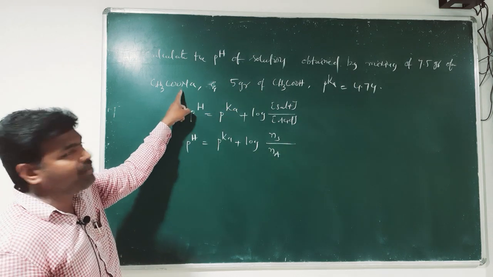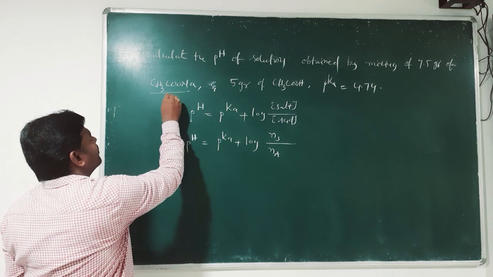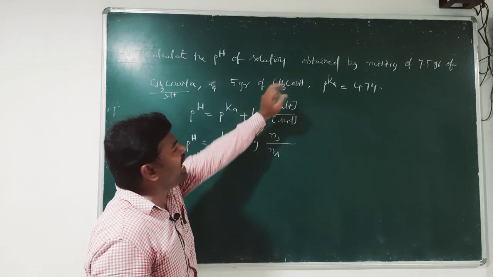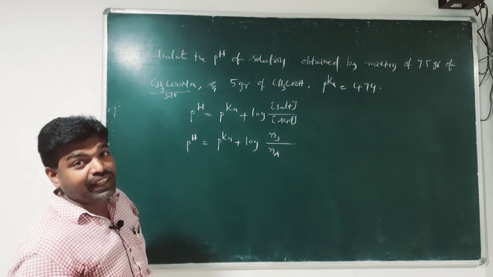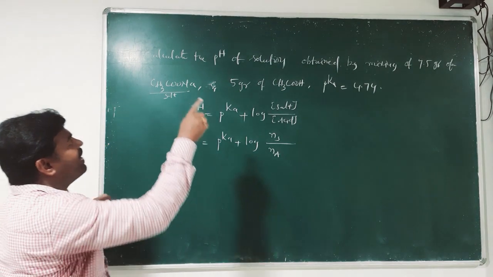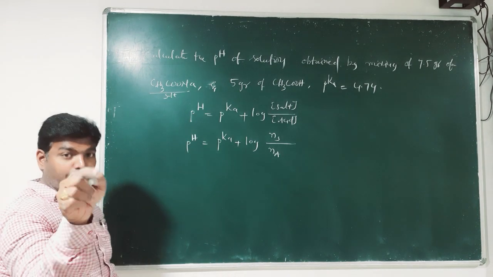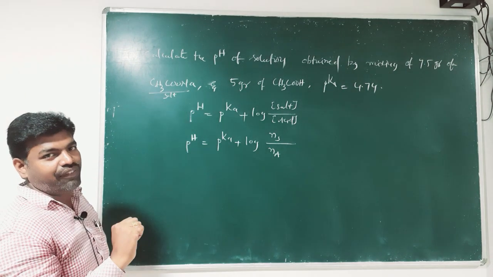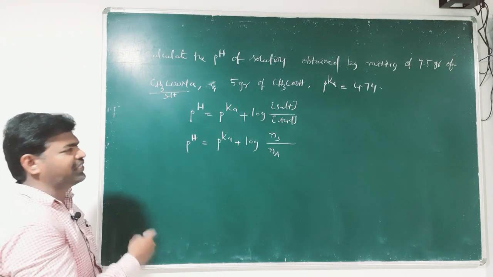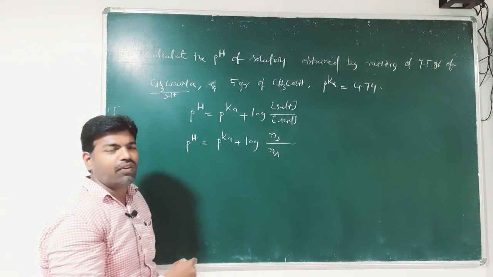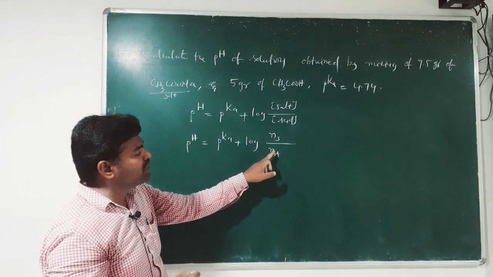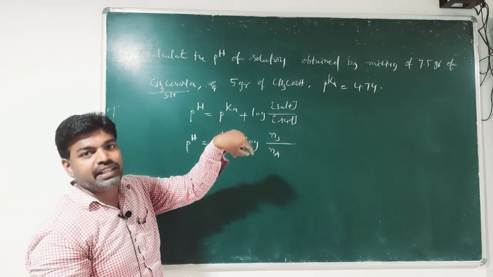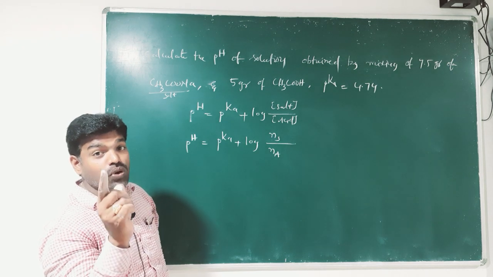They gave 7.5 grams of sodium acetate, which is a salt, and 5 grams of acetic acid, which is an acid. We can calculate the number of moles by dividing the weight of the salt by its molecular weight. That gives the number of moles of salt, which we substitute in this equation. Similarly, we get the number of moles of acid by dividing its weight by its molecular weight.